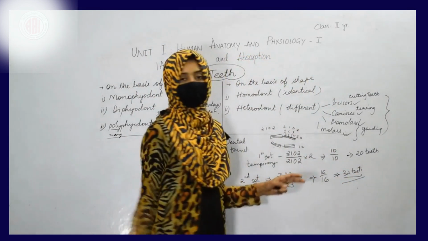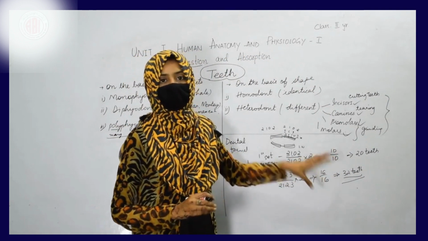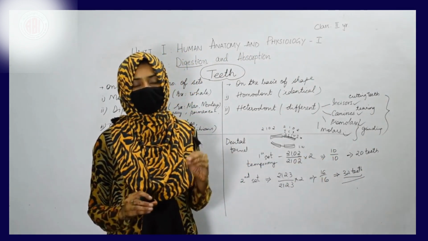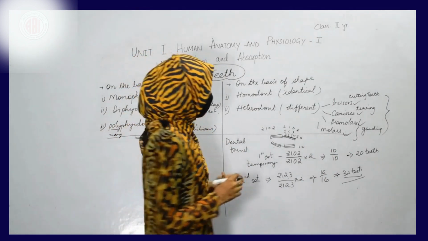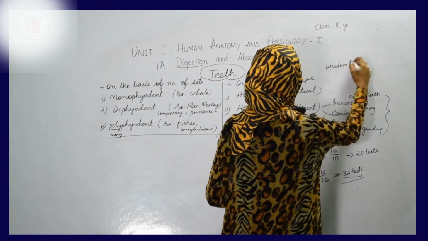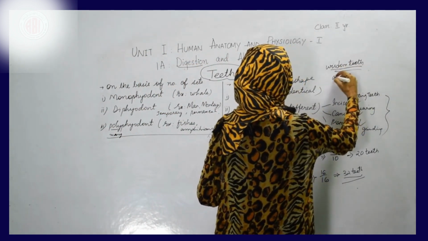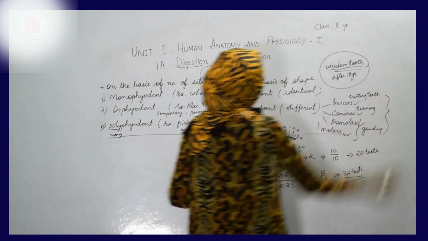So we know that in an adult human, 32 teeth are present. But here some of the teeth are there that will appear in a later period, and that teeth are called as wisdom teeth. Some premolars and molars, they appear after the age of 18 years, and we call that type of teeth as wisdom teeth.